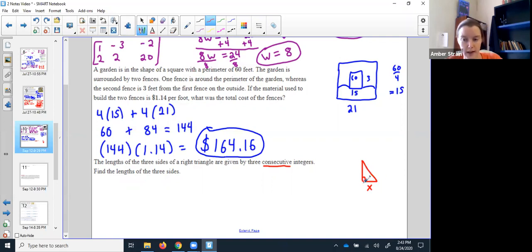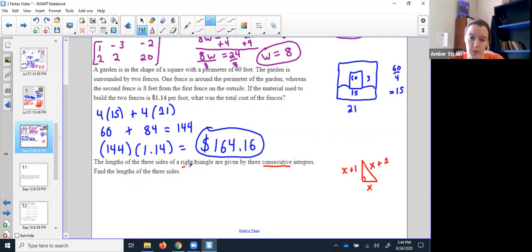So 1 higher than any random number would be 1 higher. So if this had been 67, 67 plus 1 is 68, 1 higher. The next one is 1 higher than that, and of course 1 plus 1 is 2. So my 3 sides would be x, x plus 1, and x plus 2. 3 consecutive integers. Now it wants me to find the lengths of the sides. It doesn't seem like I have enough information.